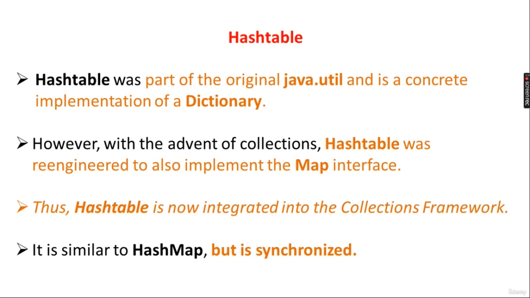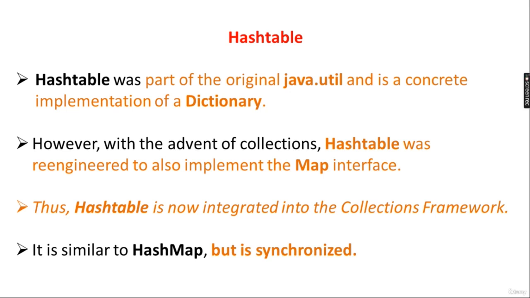Now we will see the Hashtable, the fourth class. Okay. Hashtable was part of the original java.util and is a concrete implementation of a Dictionary. Okay. Dictionary is abstract. Dictionary was there and Hashtable was a part of that java.util package and it is the concrete implementation of Dictionary. Okay. So with the advent of collections, Hashtable was re-engineered and also implements the Map interface. Thus, Hashtable is now integrated into the collection framework.